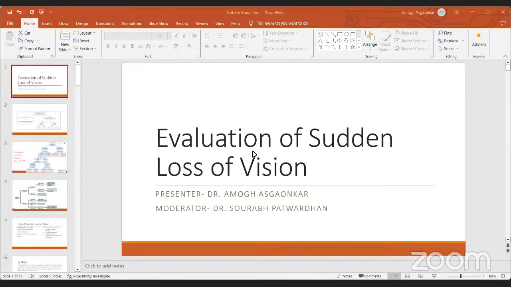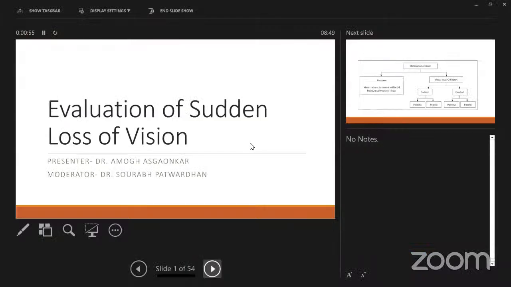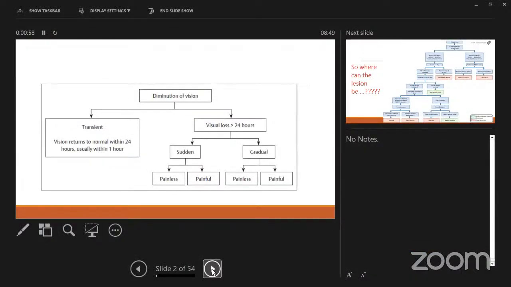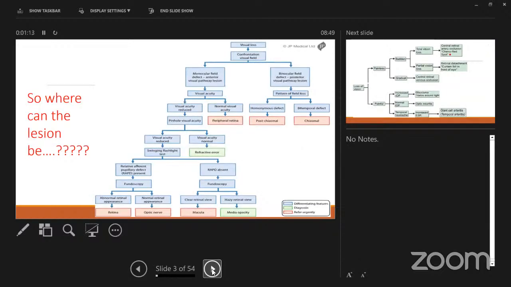Today, I will be presenting a seminar on evaluation of sudden loss of vision. Diminution of vision can be transient, that is, vision returns to normal within 24 hours, usually within 1 hour, or it can last more than 24 hours. The vision loss which lasts more than 24 hours can be either sudden or gradual, and both can be either painless or painful. So, this is just a general map of approach of how to go about handling such patients.